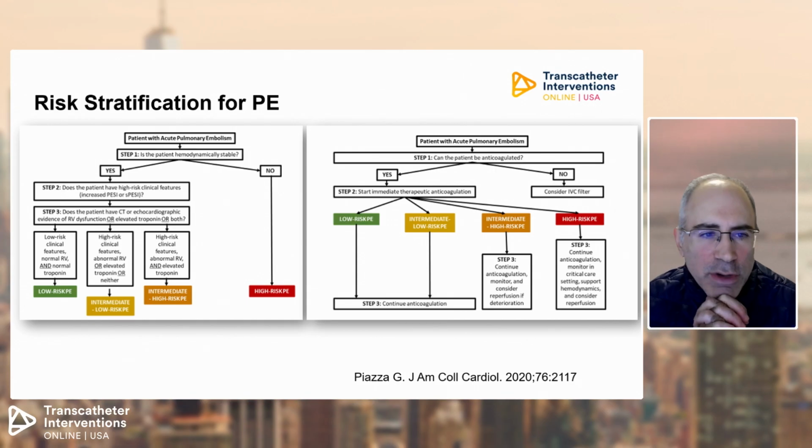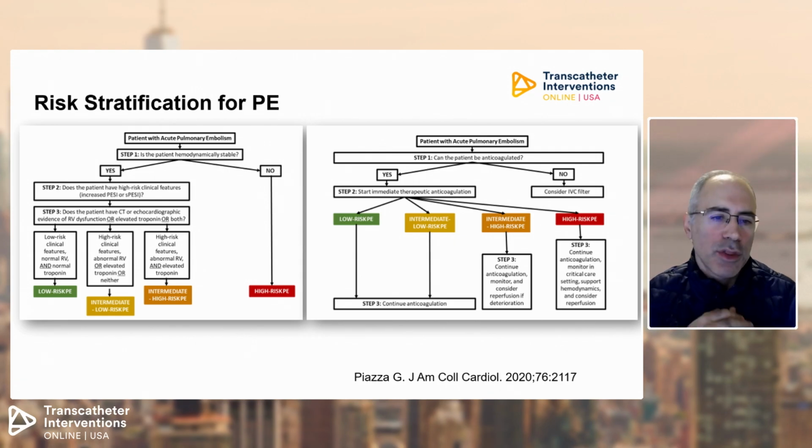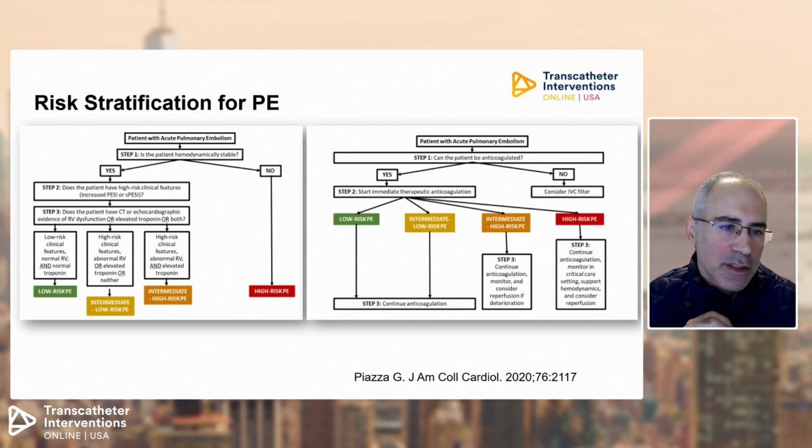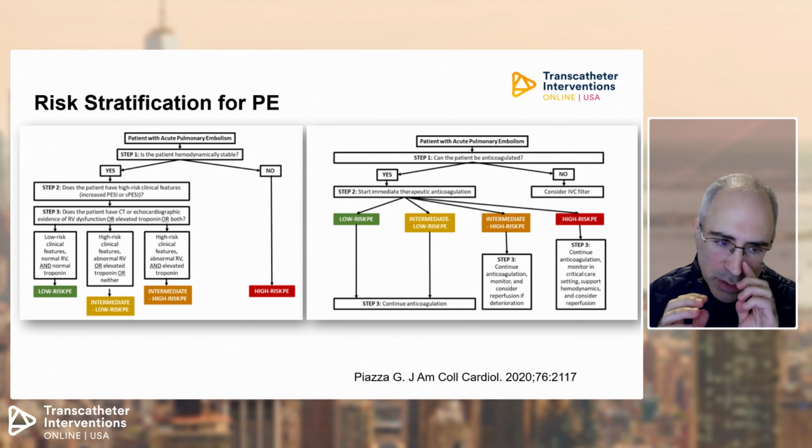Looking at the risk stratification algorithm that came out of the ESC guidelines in 2019, this has really been the backbone for trial design and for clinical care. It hinged first on whether the patient is hemodynamically stable. If they're not, then it's a high-risk pulmonary embolism, and those patients typically require more advanced measures. We talked a little bit about how we think about different interventions for those patients.